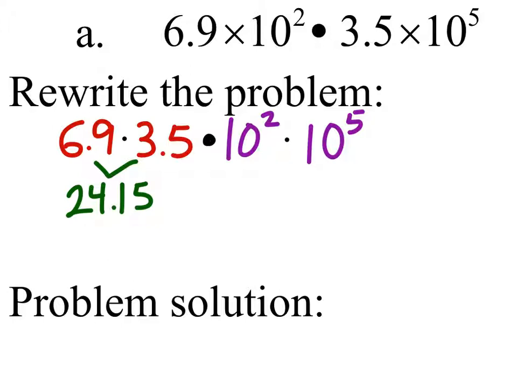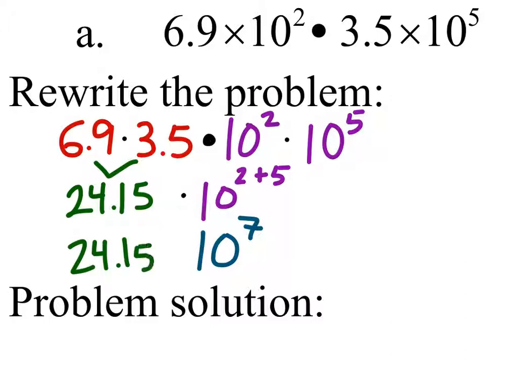So that'd be 24.15. Using my exponent rules right here, I have 10 to the power of 2, and then the 2 plus 5. So this would be 10 to the power of 7, and I got 24.15 multiplied by these. Well, this of course is not the solution, which is what we want.